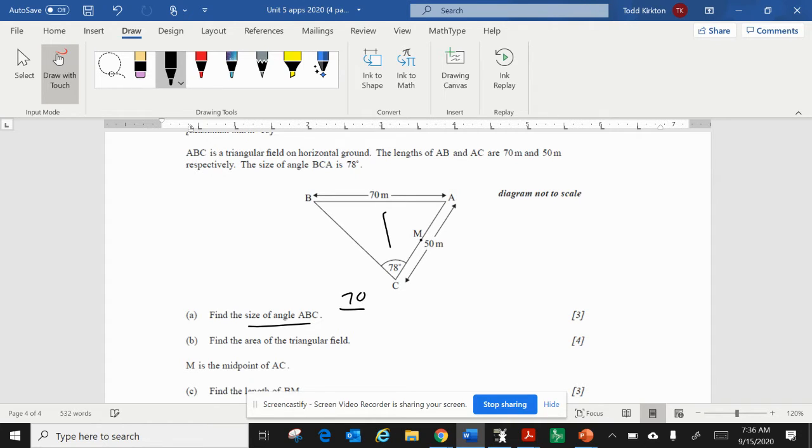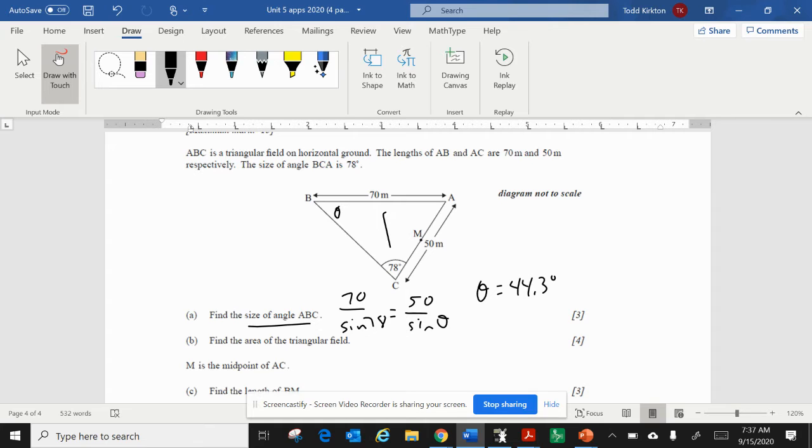So my equation is 70 over the sine of 78 equals 50 over the sine of theta, which is my ABC. Cross multiply and solve. I would encourage you to just do this on your own in your calculator. You get theta equals 44.3. Remember, we're finding an angle, so you have to hit second sine at the end.